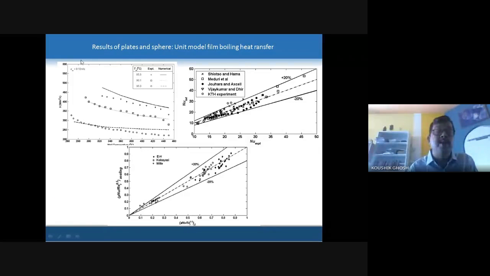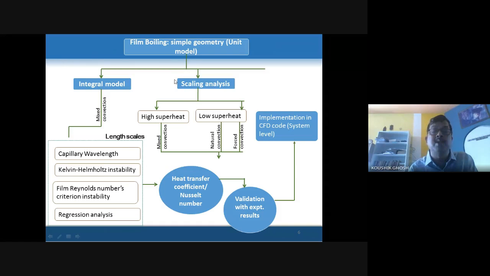You can see the comparison of our integral heat transfer result from the integral model with the experiment, and you can see there is fair agreement. The scale analysis results you can see by comparison with several researchers. You can see that the correlation developed by our model covers several situations: high superheat, low superheat, mixed convection, natural convection. All these data are coupled.